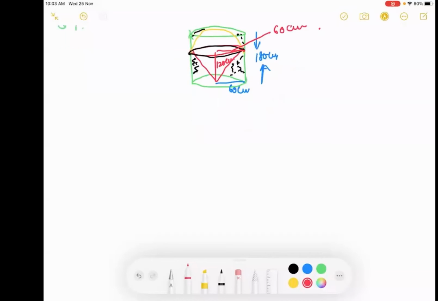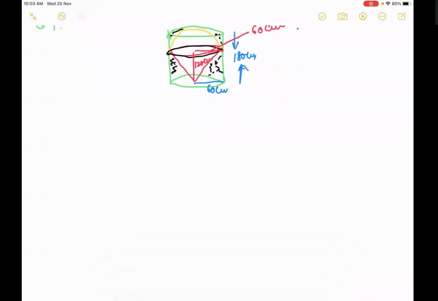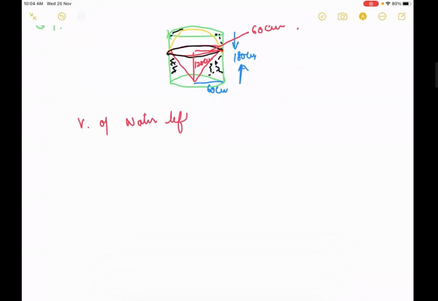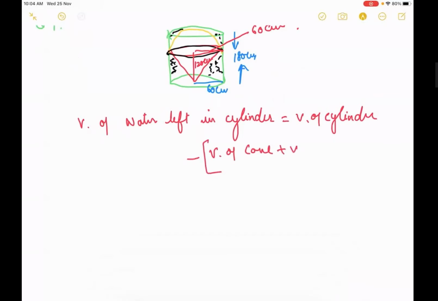How do we find how much water is left? Volume of water left in the cylinder is equal to volume of cylinder minus volume of cone plus volume of hemisphere.